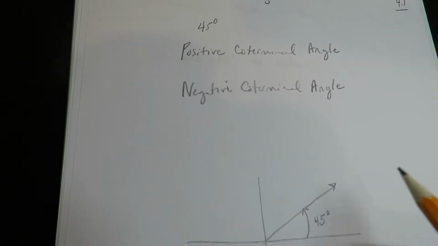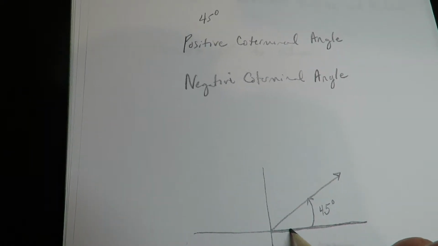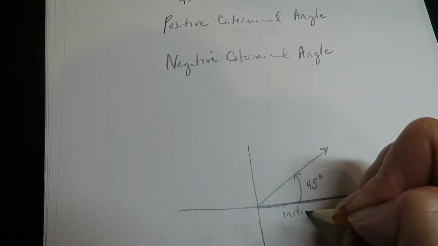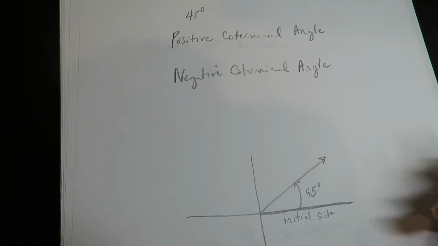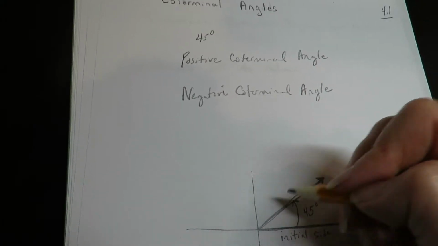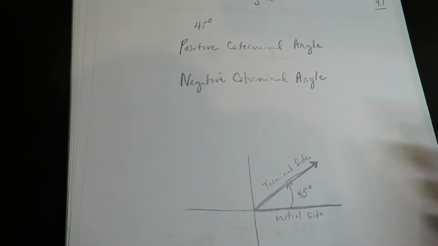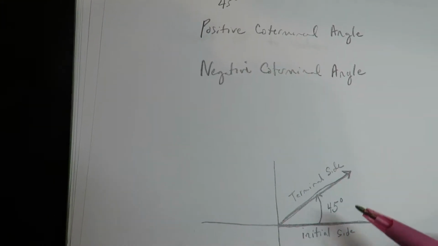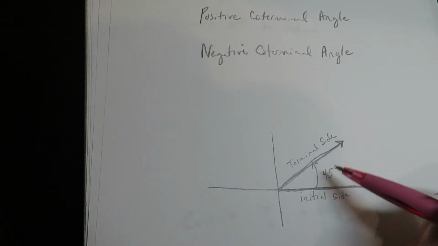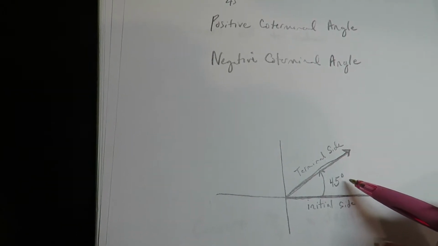So this is always, for rotational trig, this positive side of the x-axis is always the initial side. And again, where you stop is called the terminal side. So to make a coterminal angle, you have to start and stop. Any angle that starts and stops at these spots is considered a coterminal angle of 45 degrees.